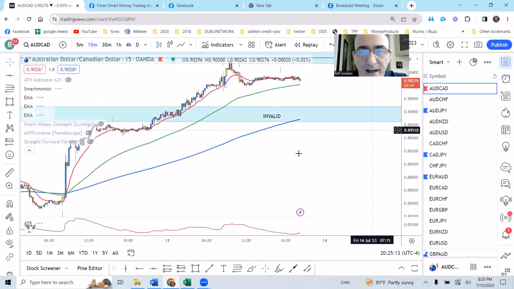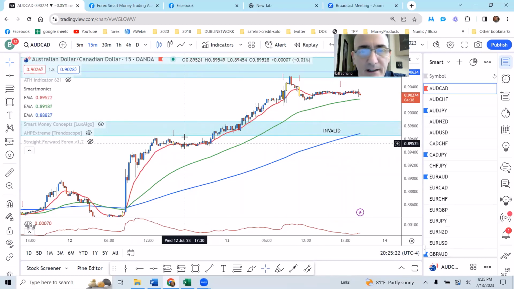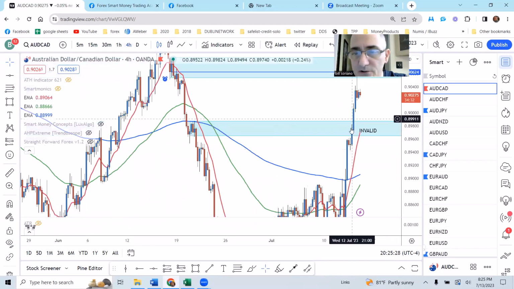So the first one we have here is AUD/CAD. What we can see here is we had this first order block marked up, and that's this teal area right here. As we can see on the 15-minute chart, price just moved right through there. We also see these 4-hour candles going right through the order block and closing outside of it. So that invalidates the order block.